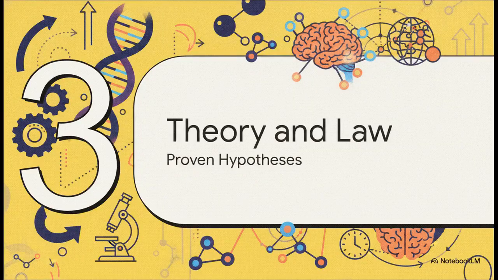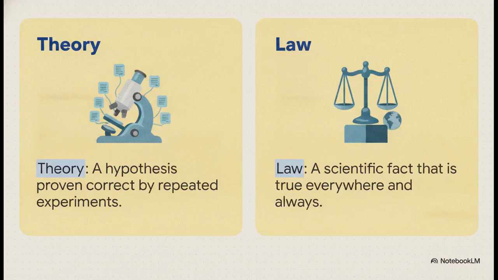All right, moving on to Section 3, theory and scientific law. What actually happens when a hypothesis survives repeated testing? Students mix these two terms up all the time, so let's get it straight. A theory is a hypothesis proven correct by repeated experiments over time. It basically explains how or why something happens. A scientific law, on the other hand, is a scientific fact that is true everywhere and always. It's an irrefutable constant of nature that states exactly what happens, no matter what.